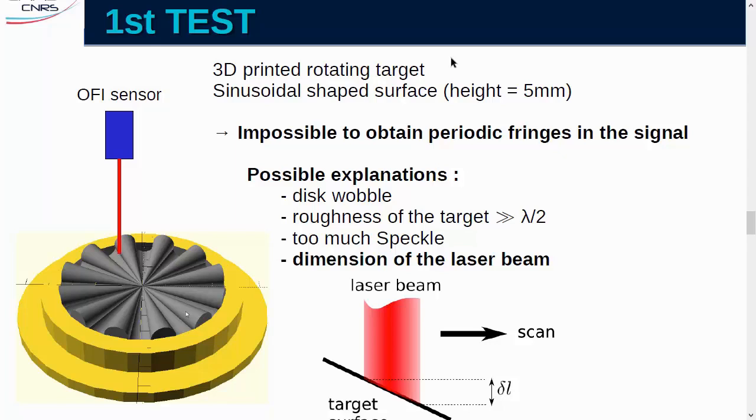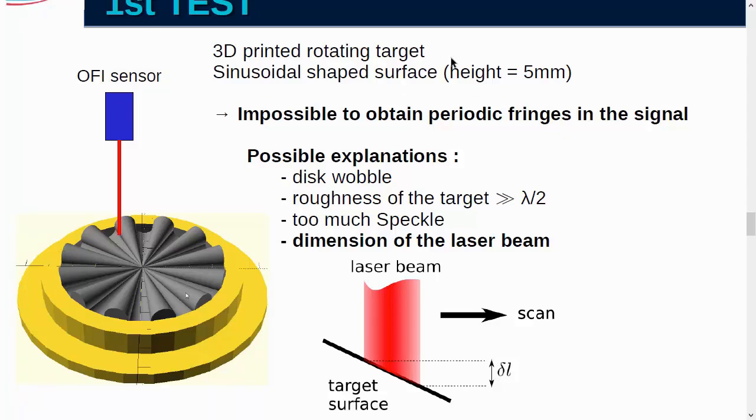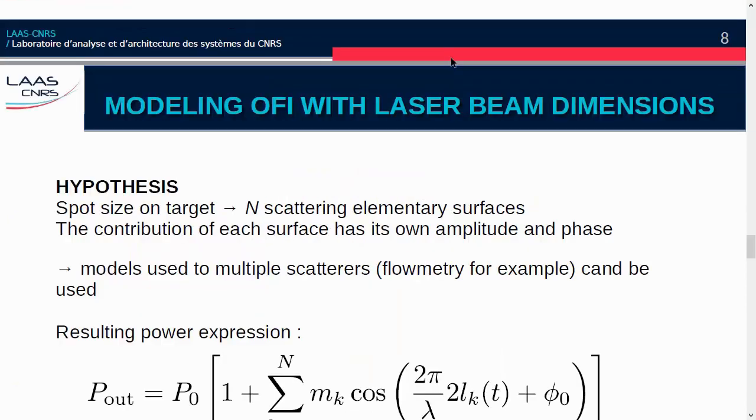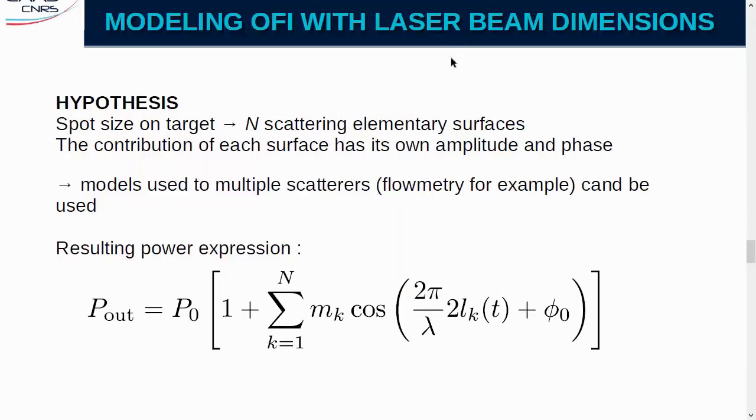The second thing that we thought is that also due to the granularity of the surface, there could be too much speckle, so too much noise. And the last idea that came is that maybe just the fact that the laser beam has a dimension, and this dimension is not neglectable, will affect our signal. So if you see on the figure on the bottom, from one point of the laser beam to the other, there will be a shift in the distance, delta L, that could be of importance if we take that into account. So we first thought how to represent that in the mathematical model.